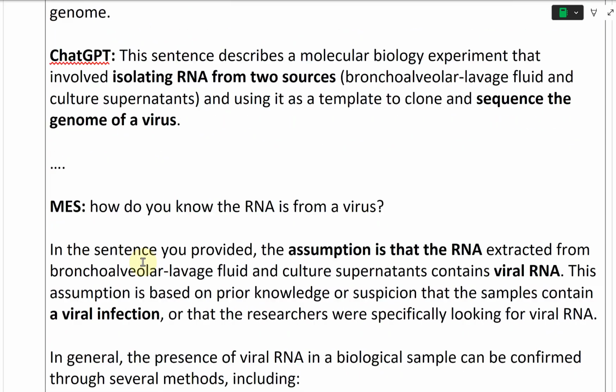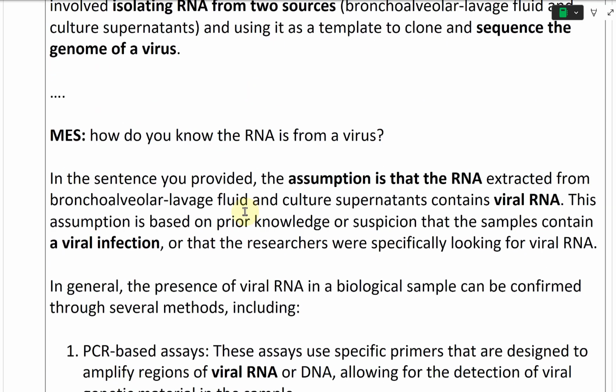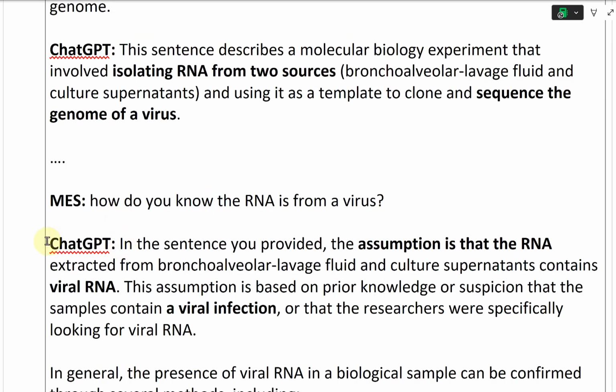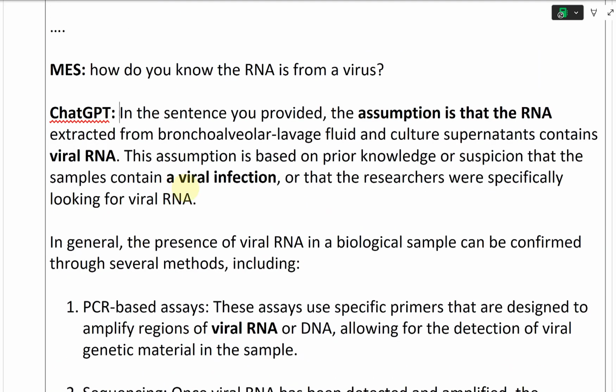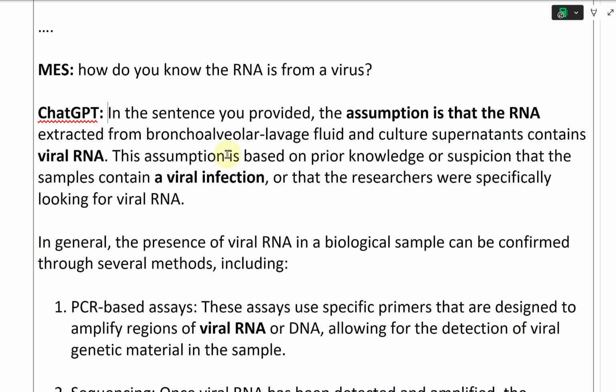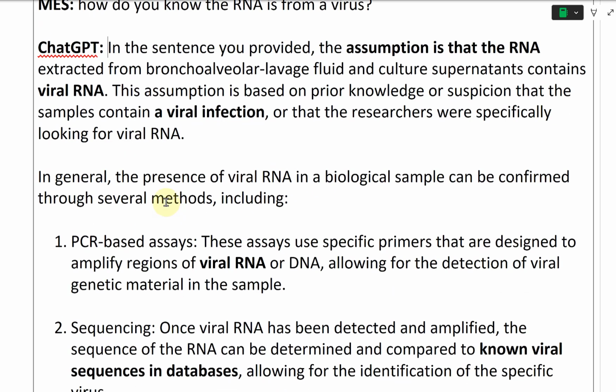So how do you know the RNA is from a virus? And then right here I forgot to write ChatGPT. So ChatGPT: in the sentence you provided, the assumption is that the RNA extracted from bronchoalveolar lavage fluid and culture supernatants contains viral RNA. This assumption is based on prior knowledge or suspicion that the samples contain a viral infection, or that researchers were specifically looking for viral RNA.